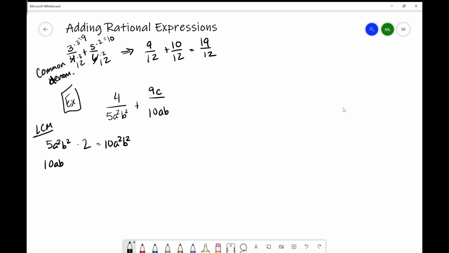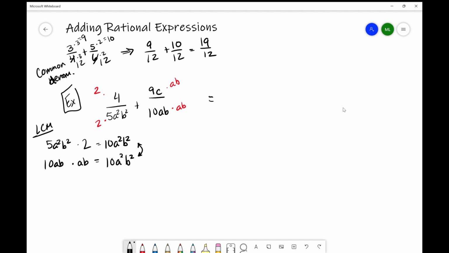Now for our second one, 10 times a times b, all you need to do is multiply that by a times b, and then you get the same thing, 10a squared b squared. And now we've reached their least common multiple. What we do to the bottom, we do to the top. So 5a squared b squared, I will multiply that by 2, and what I do to the bottom, I do to the top, so I'll also multiply that one by 2. And the 10ab, I will multiply that by a times b, and what I do to the bottom, I do to the top, just like with fractions.